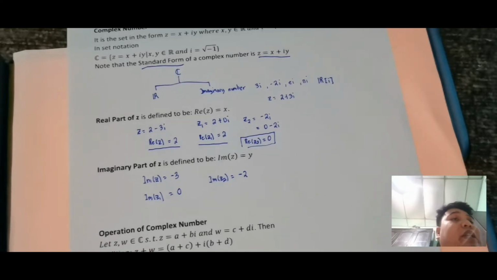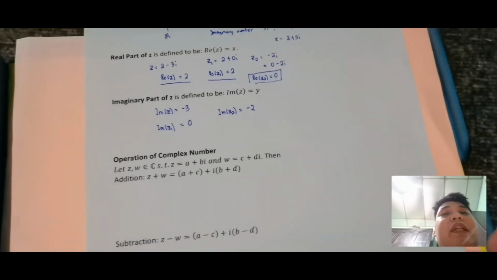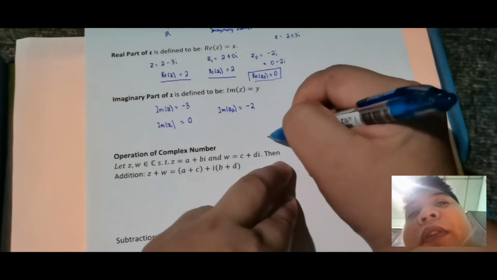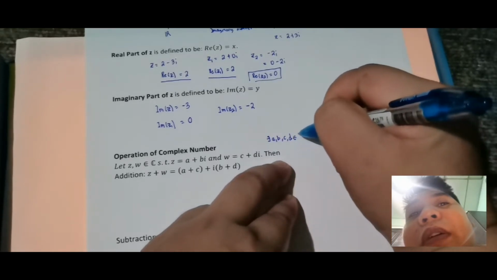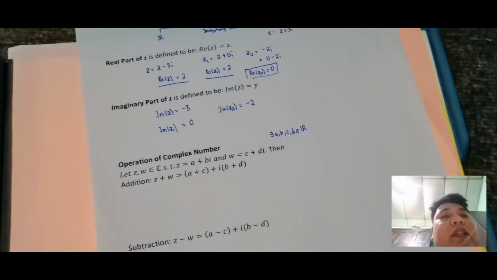Real part and imaginary part in standard form. Let's proceed to operations, since we only need to go through these quickly, because it's basic, just algebra. Let's have operations. Let z, w be elements of the complex numbers such that z is equal to a plus bi and w is equal to c plus di, for some a, b, c, and d elements of the real numbers. Then addition: z plus w is equal to a plus c plus i times b plus d.